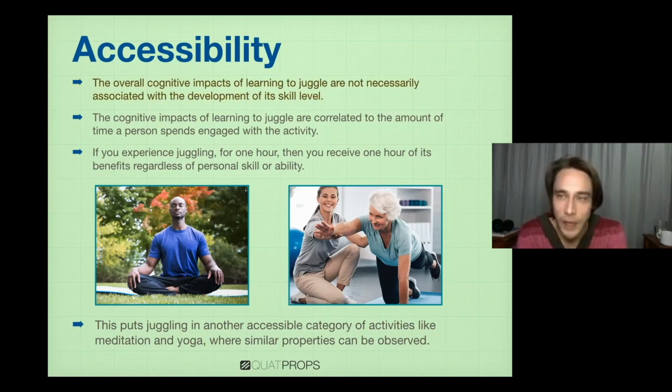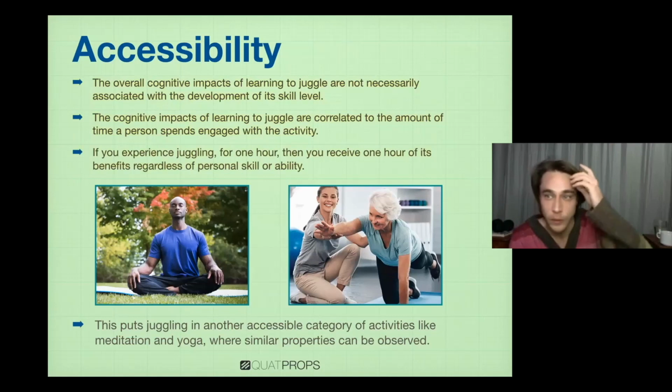The cognitive impacts are only correlated to the amount of time the person spends engaged. It's not correlated to skill level. It doesn't matter how good you are at juggling. It matters how much time you spend engaged with the activity, how long your brain is stimulated to be in that state of mind, to be processing globally. If you experience juggling for 1 hour, you receive 1 hour of its benefits. It doesn't matter if you do it at a high level or low level; every level is relevant.